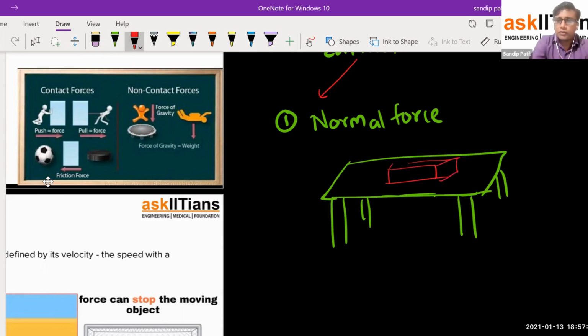So now it will look something like this. The block is kept on that table. Obviously there is a connection between them, there is a contact between them, so obviously there must be some force. Now, first of all, tell me how many forces are acting on that block? Who is applying the force on that?